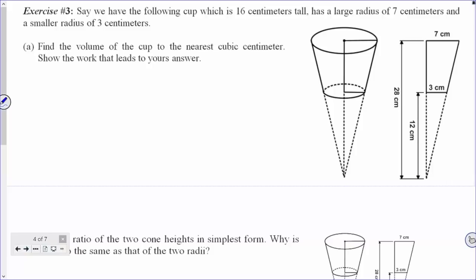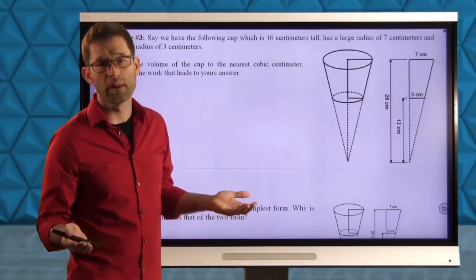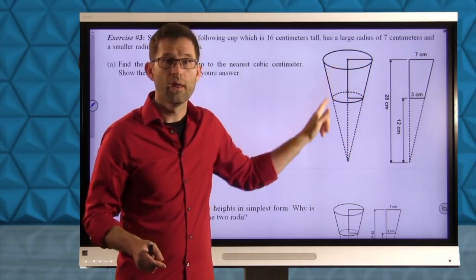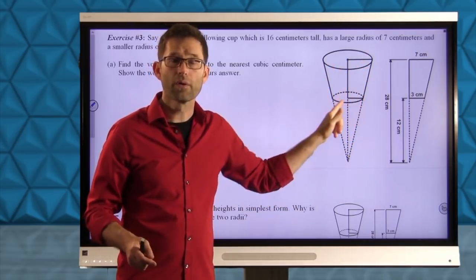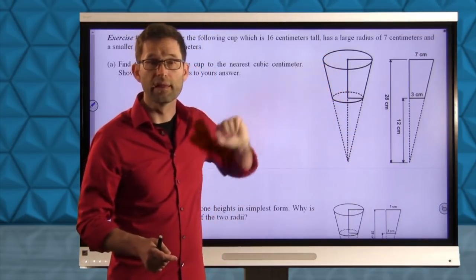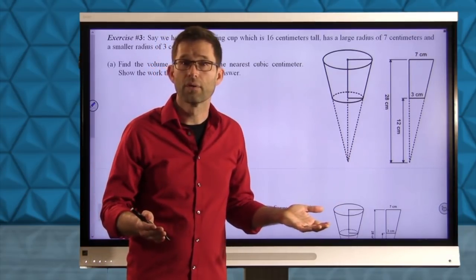Letter A asks us to find the volume of the cup to the nearest cubic centimeter. Show the work that leads to your answer. All right, and again, the strategy that we're going to use is the one that we laid out in the first exercise. We're going to figure out the volume of that large cone, then we're going to figure out the volume of that smaller cone, and then we're simply going to subtract the smaller volume from the larger volume, leaving us the volume of the cup. So let's just start to write those things out, right?